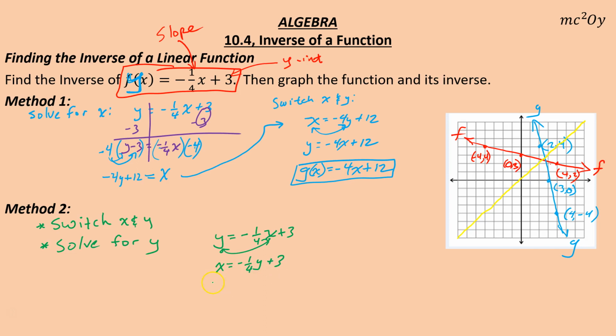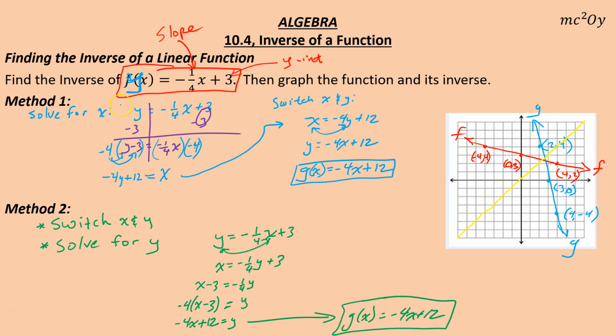And then we'd solve for y. So we'd subtract 3, so we get x minus 3 equals negative 1/4 y. Multiply by negative 4, so we get y is equal to negative 4 times x minus 3, right? Which is exactly what we had up here. It's just negative 4x plus 12 equals y, which we could rewrite then as g of x equals negative 4x plus 12. The same idea. You just do it in the reverse order.